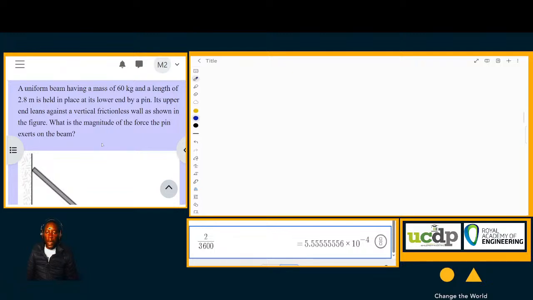A uniform beam having a mass of 60 kgs and a length of 2.8 meters.